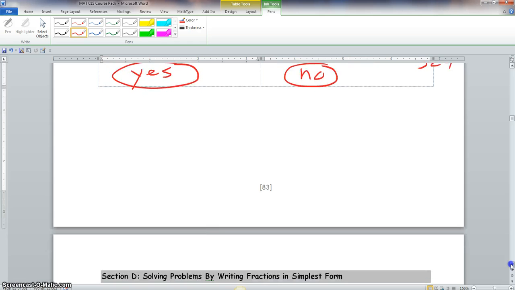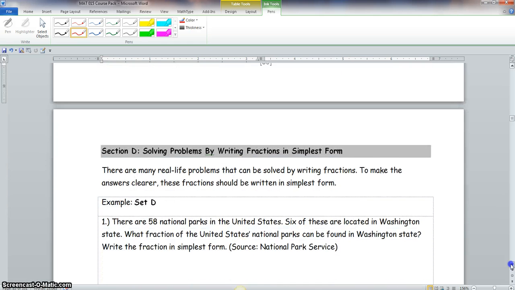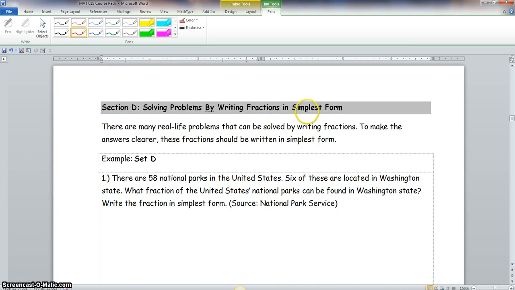Now, we scroll on down here to section D. It says solving problems by writing fractions in simplest form. There are many real-life problems that can be solved by writing fractions. To make answers clearer, these fractions should be written in simplest form. Number 1, there are 58 national parks in the United States. 6 of these are located in Washington State. What fraction of the United States national parks can be found in Washington State?